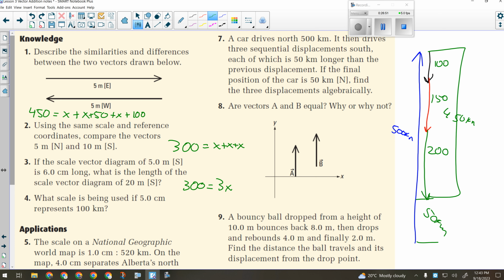I can't remember ever asking a question like that on a quiz or a test. Okay? The only purpose of that is to illustrate sometimes you have to use your diagram to help you get to the algebra. Okay? All right, so try number 9.